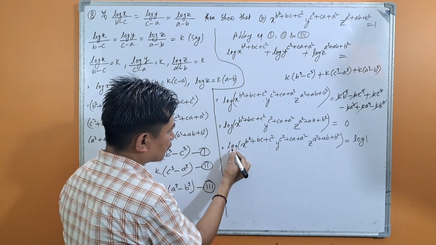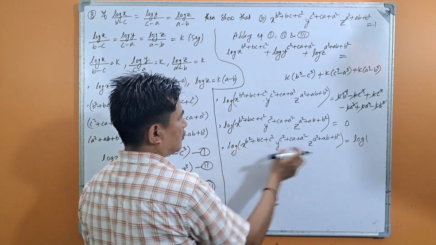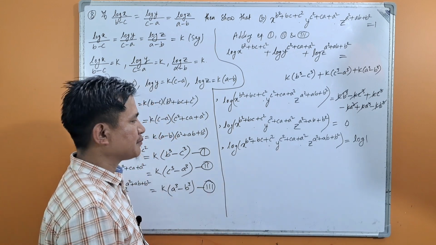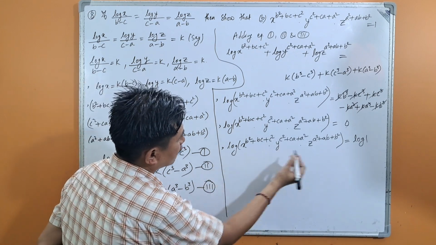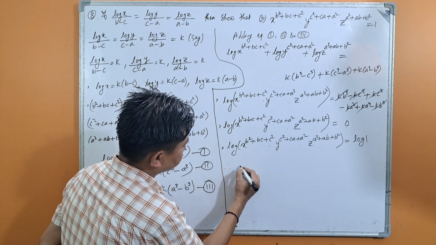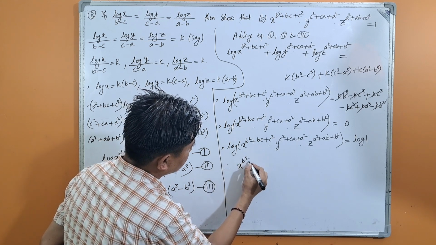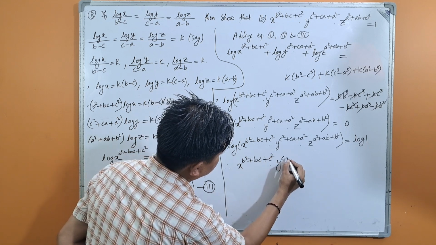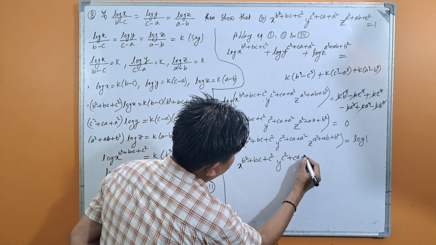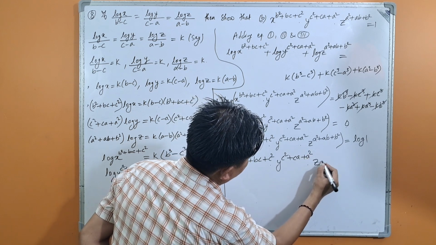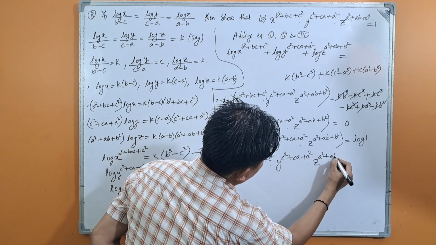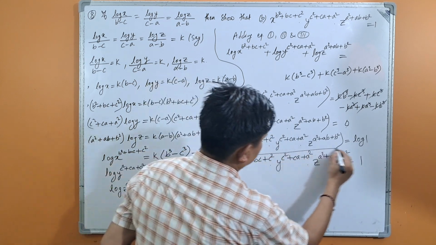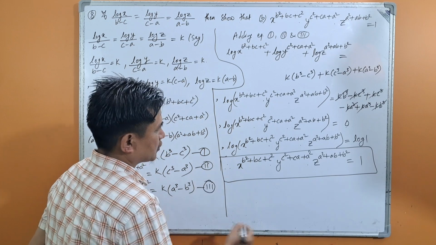So we can leave log from the left hand side and log from the right hand side. Both of these logarithms have no bases, means bases are equal. So leaving log from both the sides we write, therefore x to the power b square plus bc plus c square times y to the power c square plus ca plus a square times z to the power a square plus ab plus b square equal to 1. Okay, so this is what we were asked to prove. So this is proved.